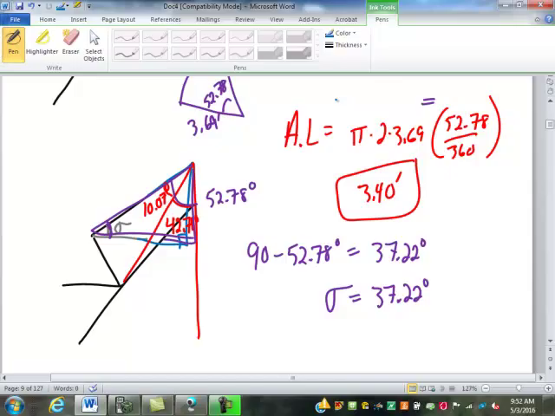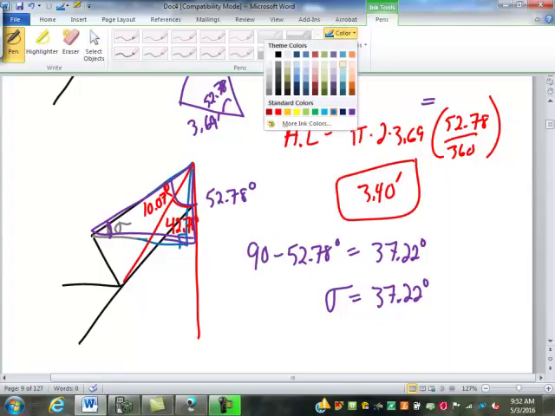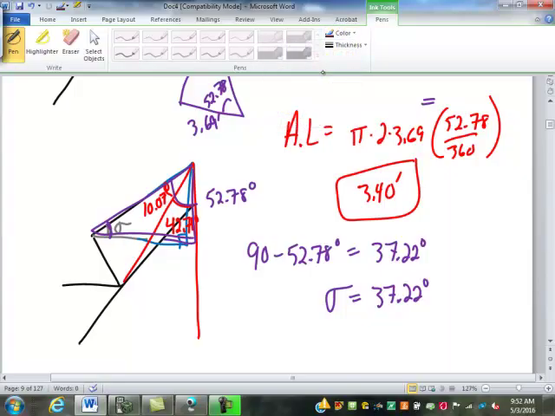So there's sigma. Why is there a line through it? Because sigma just should have been up just a couple of notches higher.